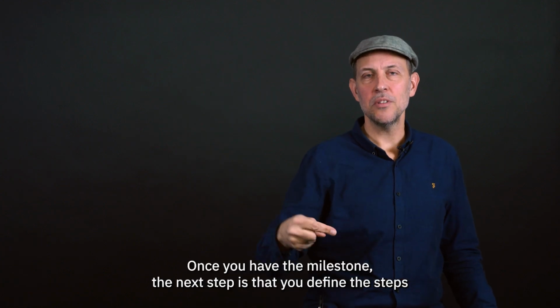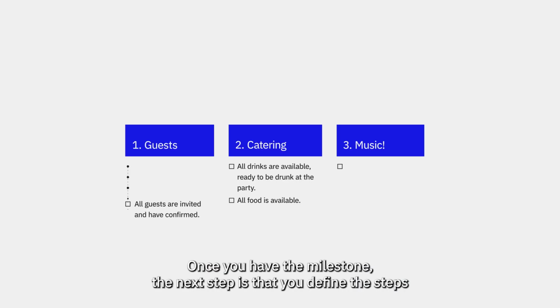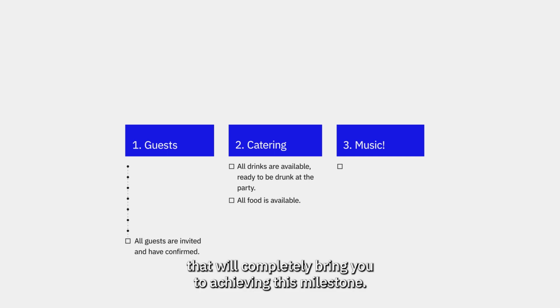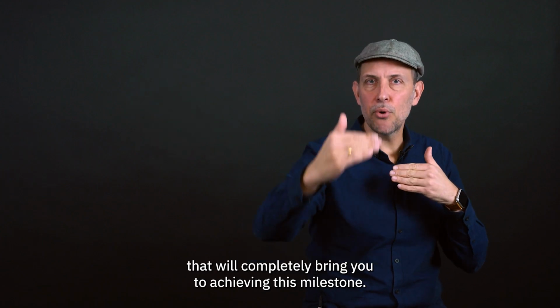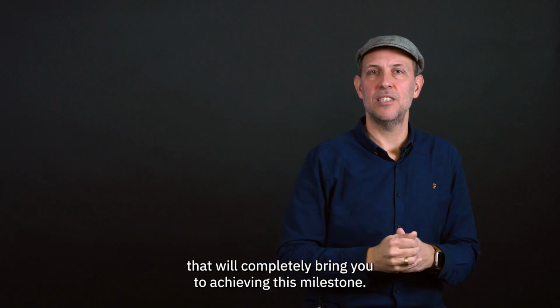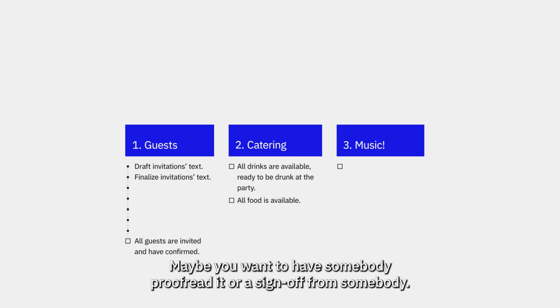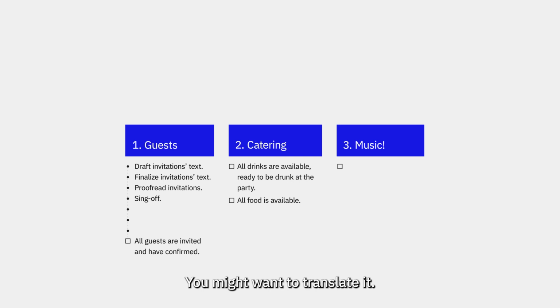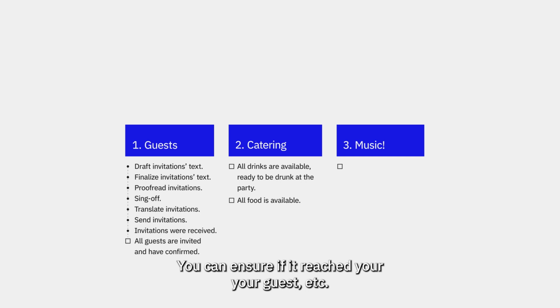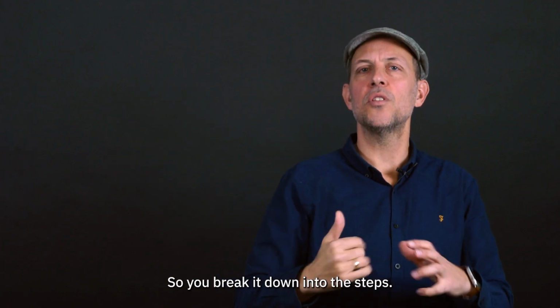Once you have the milestone, the next step is that you define the steps that will completely bring you to achieving this milestone. So that can be draft invitation text, finalize invitation text. Maybe you want to have somebody proofread it or a sign-off from somebody. You might want to translate it. You can send the invitations. You can ensure it reached your guests, etc. So you break it down into the steps.